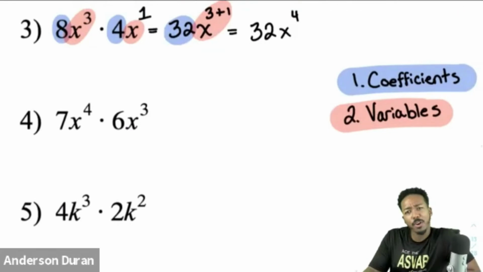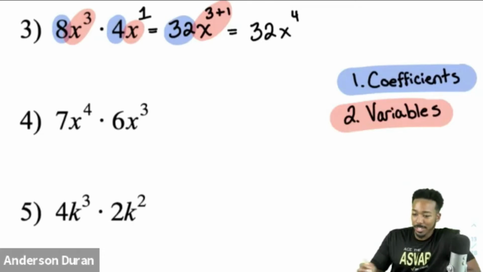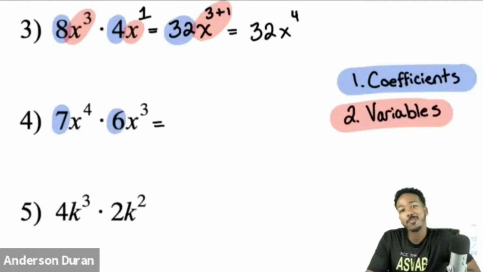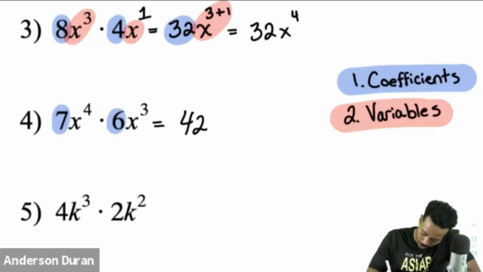All right, so number 4 here. We have 7x to the power of 4 multiplied by 6x cubed. Let's try that out. Same idea, guys. Start with the coefficients, those numbers out in front. We've got 7 right there and 6 right here. What's 7 times 6, everybody? 42. That's correct.